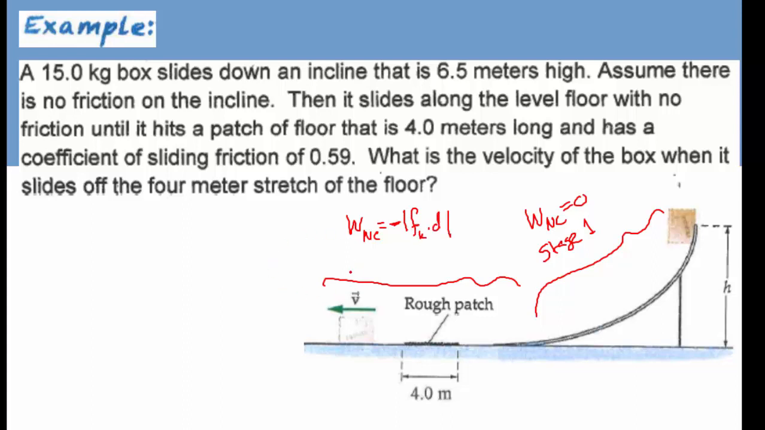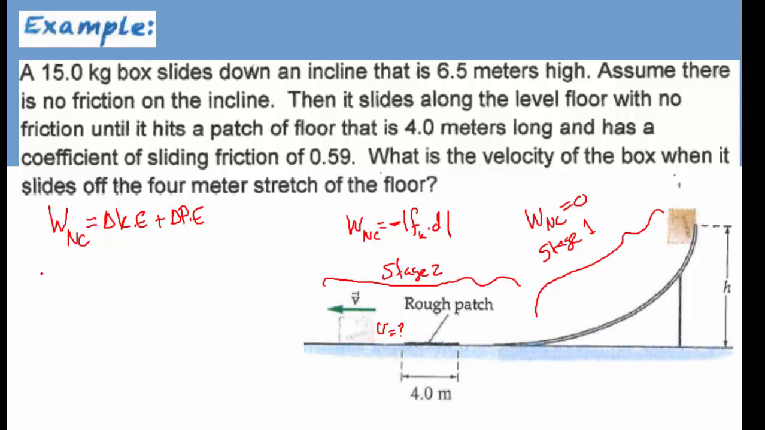In this problem, we are asked to find the velocity of the box when it slides off the 4-meter rough patch. It's the velocity at this point, which is related to stage 2 of the problem. Now let's go ahead and apply that the work done by non-conservative forces is equal to the change in the kinetic energy plus the change in the potential energy, which is the change in the mechanical energy.